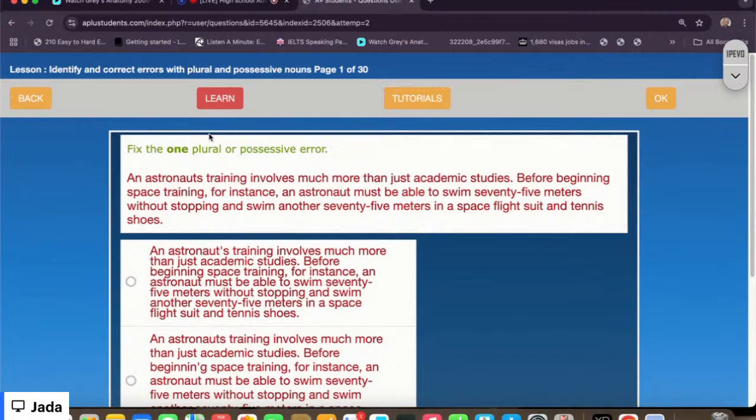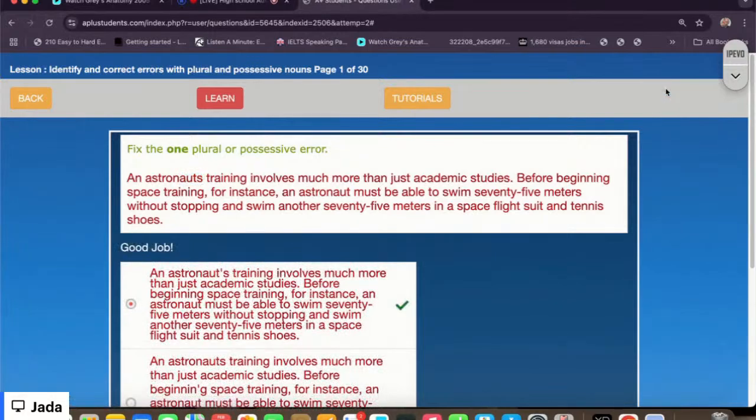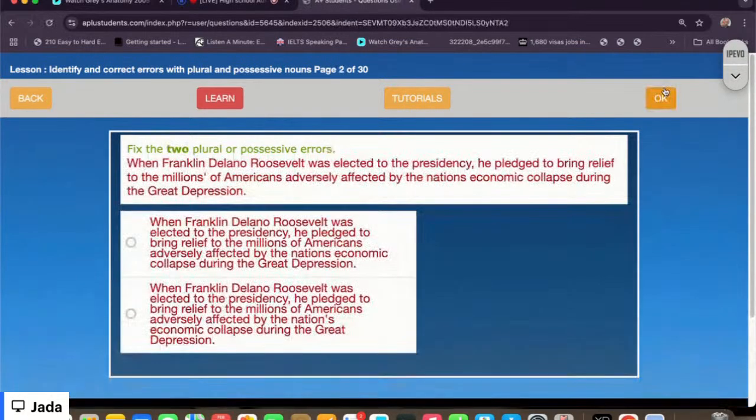So you have to fix one plural or possessive error. So this was just in the tutorials. So we have to fix the astronauts. So it's becoming a singular possessive. Okay?